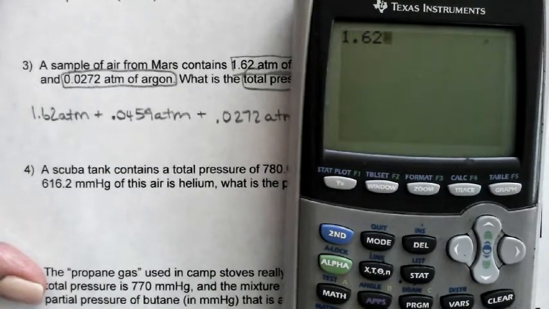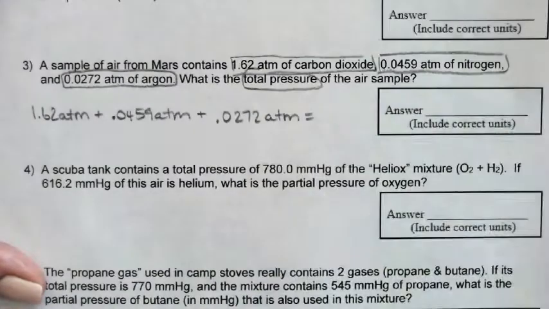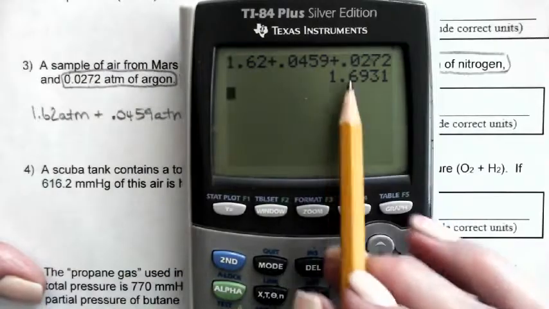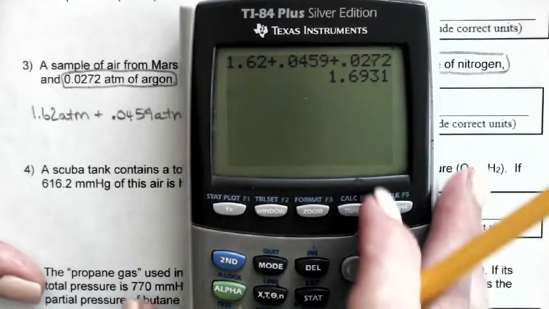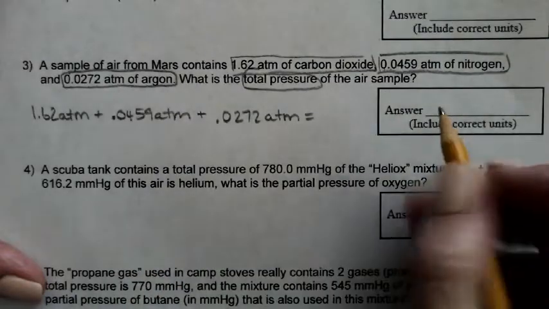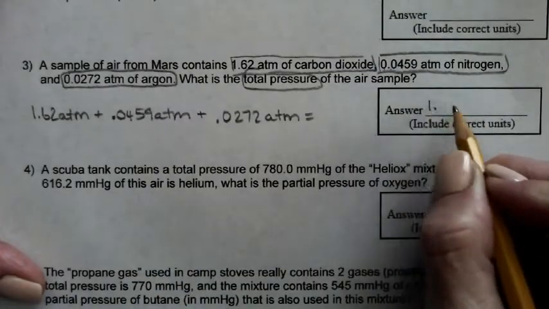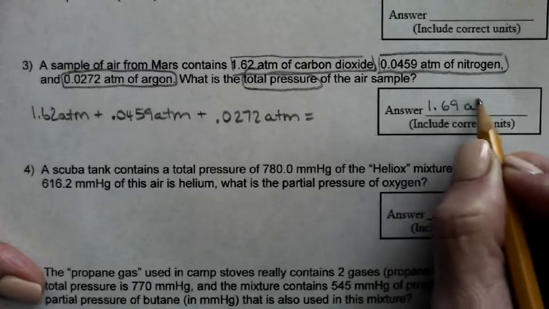1.62 plus 0.0459 plus 0.0272 and 1.6931 atmospheres of pressure is my answer. I think I'm just going to go 1.69. Okay, 2 places after the decimal point is pretty safe. So my final answer, 1.69 atmospheres.